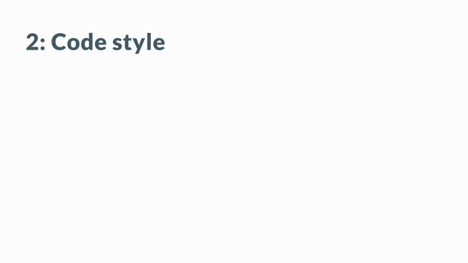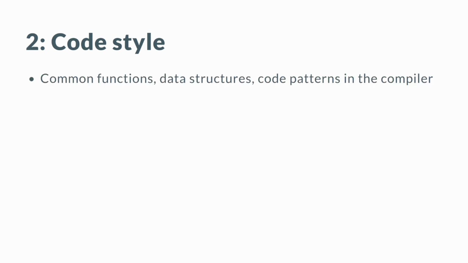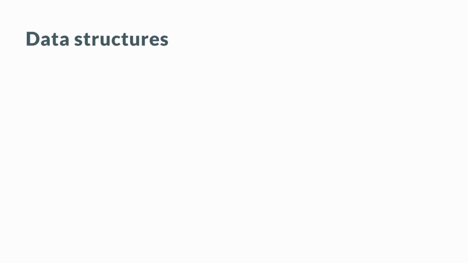Next up, code style. Again, I don't mean the syntax, but rather common functions, data structures, and code patterns used throughout DMD. Because even with the best high-level understanding of all compiler passes, at some point if you want to write the code, you need to know how the code is being written. So what are the types associated with each phase?